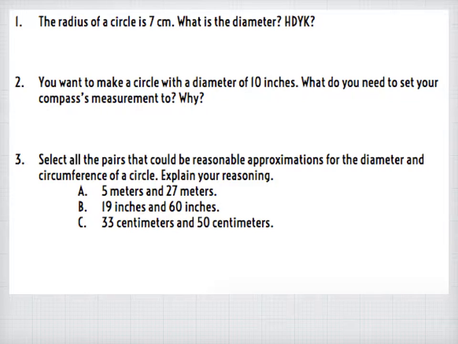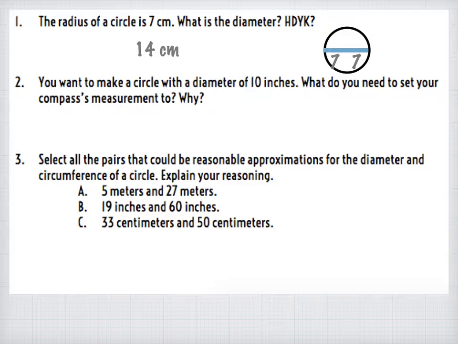So just making sure we understand the relationship between the radius and the diameter of a circle. We have a radius of a circle that's 7, and I want to know what is the diameter and how do you know? So we've got our circle. A radius is the distance from the center to the boundary of the circle, and we know that that is 7 centimeters. The diameter goes all the way across. So the diameter is the same as having 2 radii. If you have 2 radii, 7 centimeters and 7 centimeters, the diameter is going to be 14 centimeters. It doubles the radius.